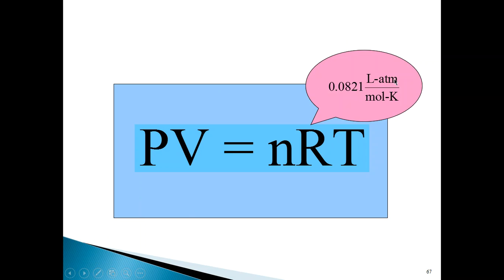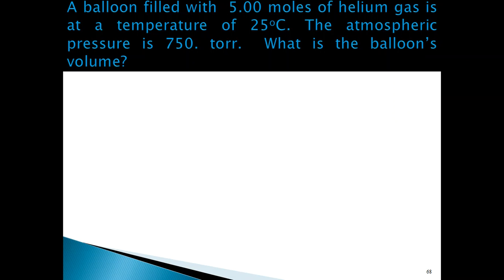It is liters atmospheres divided by mole Kelvin, and this is the value 0.0821 for R. So basically we can use this equation if we know any of these items, or if you want to find out any one of these terms and you are given the others. All you have to do is rearrange the equation to get what the question is asking for. So here's an example of this.